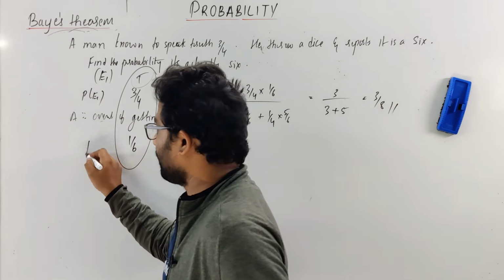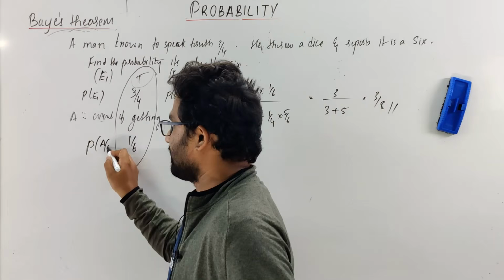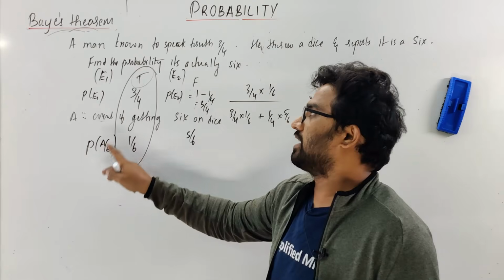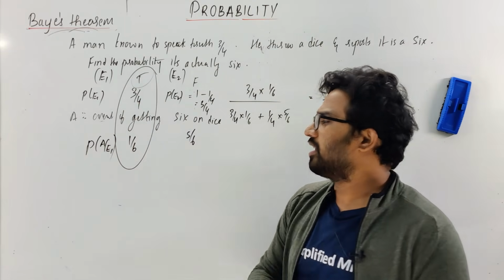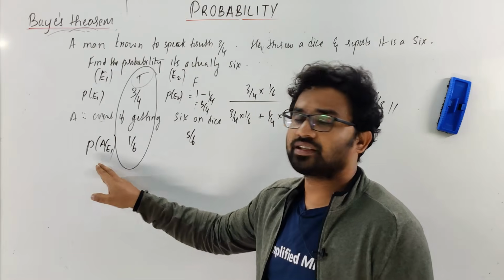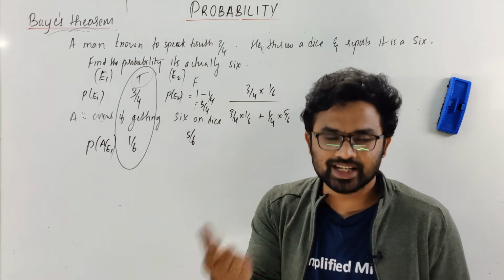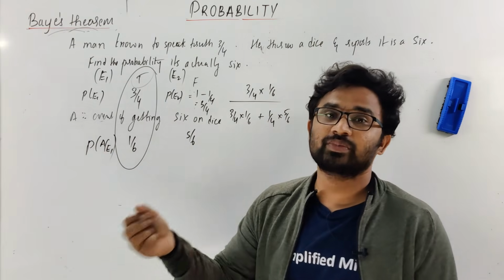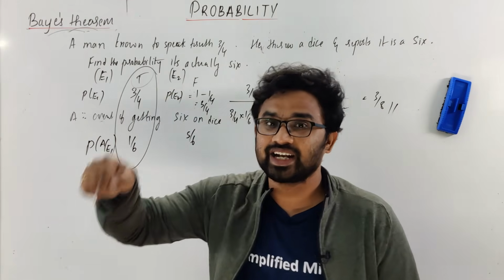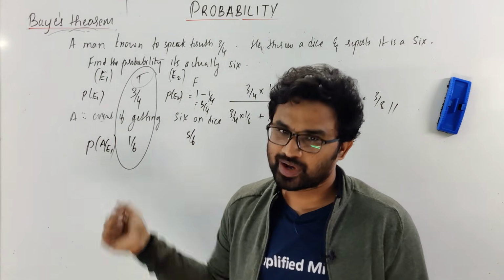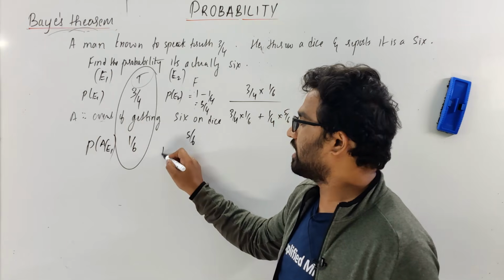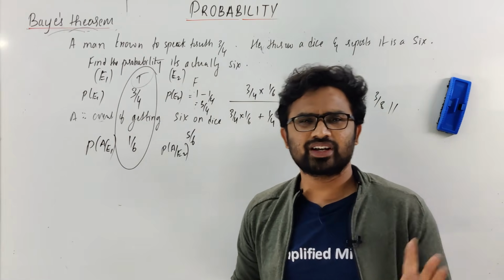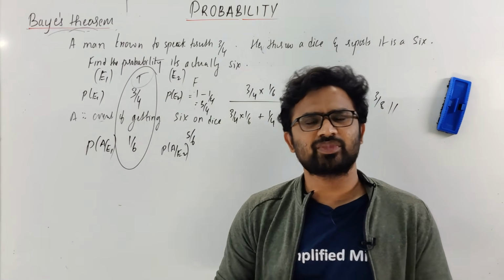So probability of A given E1, that means probability of getting 6 when he is speaking truth. That means he is getting 6, so the probability of getting 6 is 1/6. What is probability of A given E2? You can write one sentence, no issues. Write in normal English, whatever English you know, no problem.